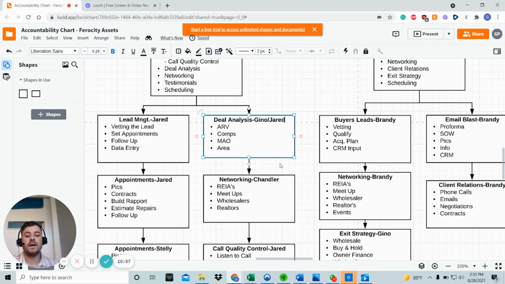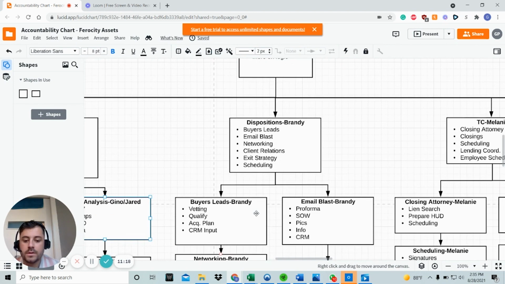And then deal analysis is, you never want to have two people in one box, because then you don't know who's accountable. Which one is it? But right now, since we're going through a transfer, I put this here because it's me, and I'll be pushing it to Jared in the next 60 days to be doing just deal analysis. So you put it on there as a hash mark, because right now it's technically me and Jared. But in 60 days, it should just be Jared on this, right?